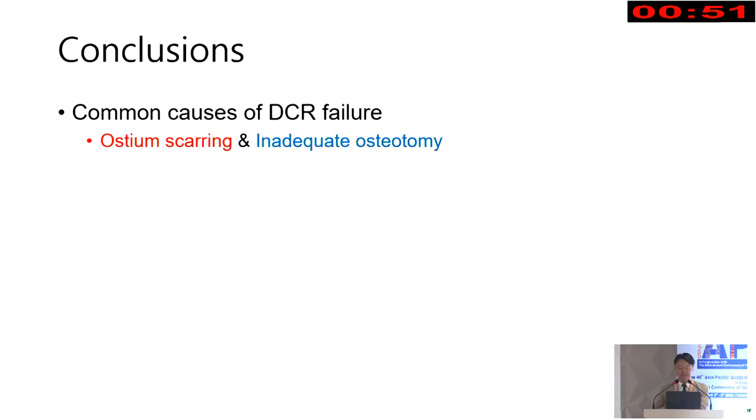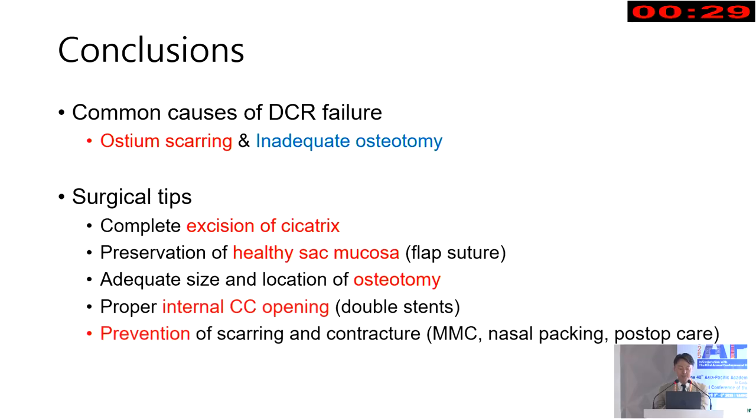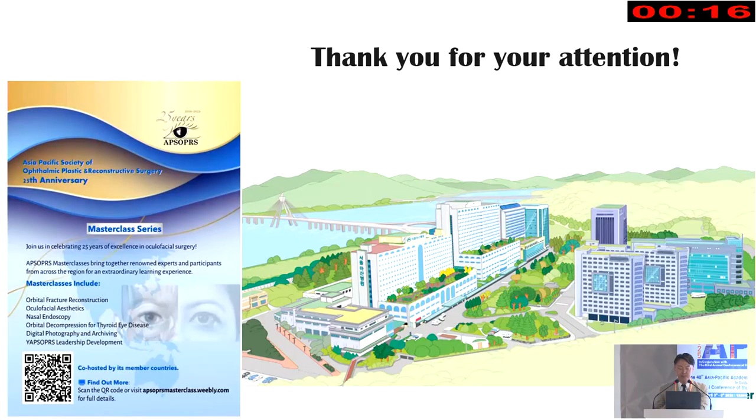In conclusion, there are many causes of DCR failure, and ostium scarring and inadequate osteotomy are most important. For successful surgery, the cicatrix should be completely excised while preserving healthy sac mucosa, and the flap suture technique is helpful. The osteotomy site should be enlarged enough, and the internal CC opening should be proper. Scarring and contracture can be prevented using many methods, including MMC, nasal packing, and postoperative care.